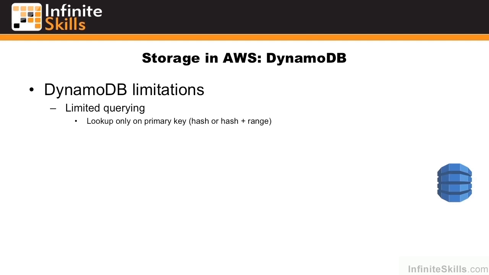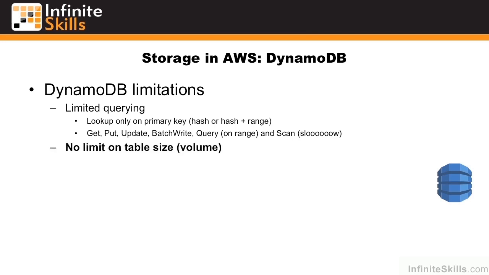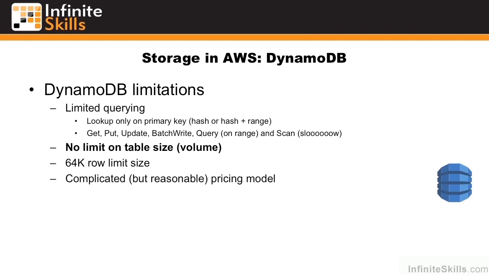You're only able to look up on a primary key, that hash or hash plus range. The only operations you can do are get, put, update, batch write, query on the range, and scan, which is typically not a good idea. It does, however, come with no limit on table size and allows you to scale to very, very big volumes. It has a 64K row limit size, and it also has probably one of the most complicated but reasonable pricing models inside of AWS. There's no limit on throughput, and it's provisioned by the user. You obviously pay for higher limits.